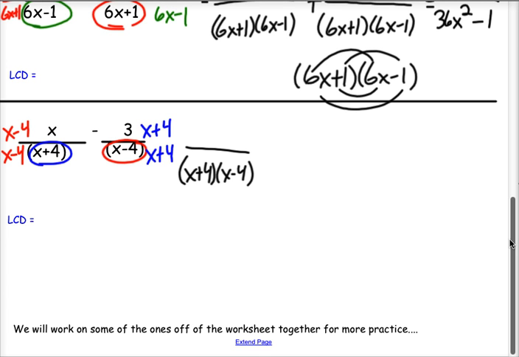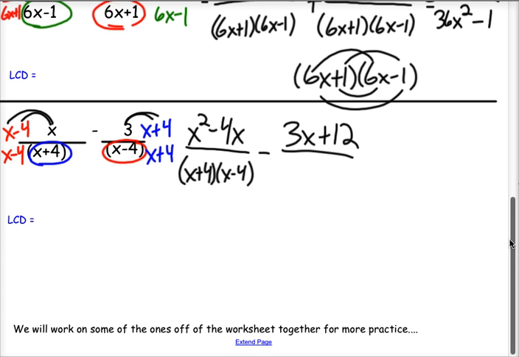So the first fraction, when you distribute that x, you get x squared minus 4x. In our second one, we're going to get 3x and 12. Then we have that same common denominator still. So now I've written what I get for both of my fractions. So what do I do at this point? Well, now I need to combine them.